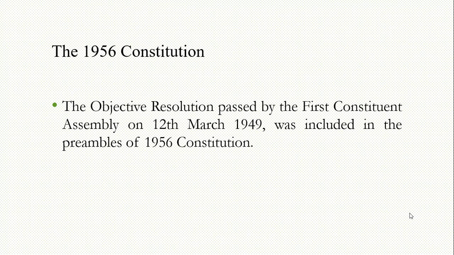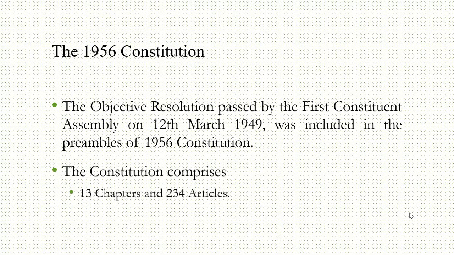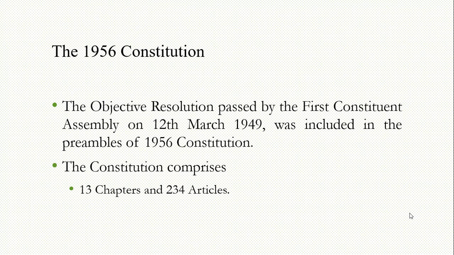So in June 1955, a new Constituent Assembly was elected and the constitution making started. The constitution of the country was prepared in less than 1 year and it was enforced on 23rd March 1956. So it is called the Constitution of 1956. Dear students, the Constitution of 1956 has 13 chapters and 234 articles. Now we will discuss the features of 1956 one by one.